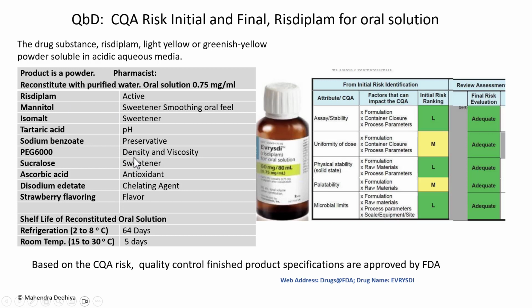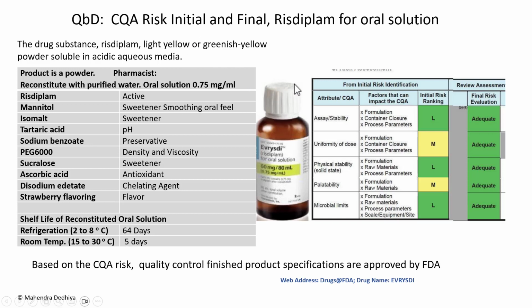In an earlier module, we looked at this type of composition containing sweeteners, pH, preservative, antioxidant, chelating agent, flavor, and density and viscosity adjustment. The reason for reconstitution with purified water by a pharmacist to prepare the oral solution is the product active is unstable. Shelf life of a reconstituted oral solution under refrigeration conditions is only 64 days. At room temperature, it's only 5 days. And pharmacists will explain that to the consumer.